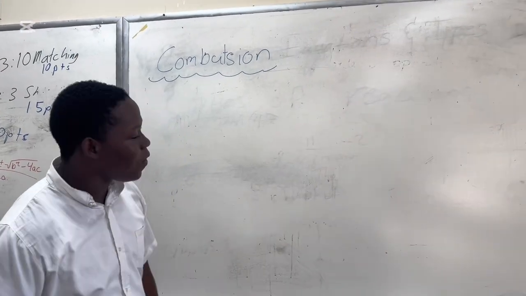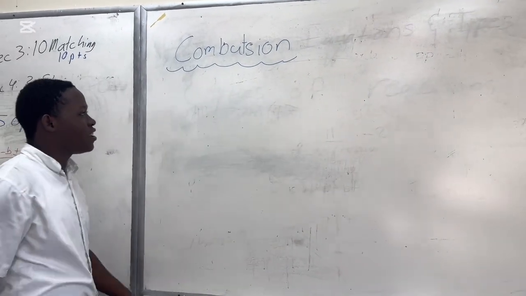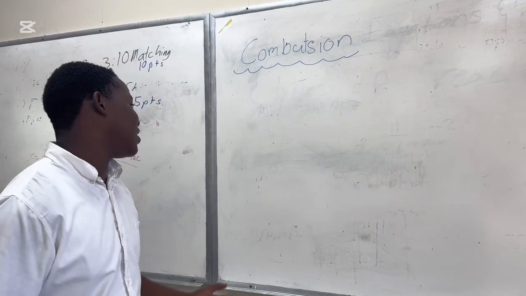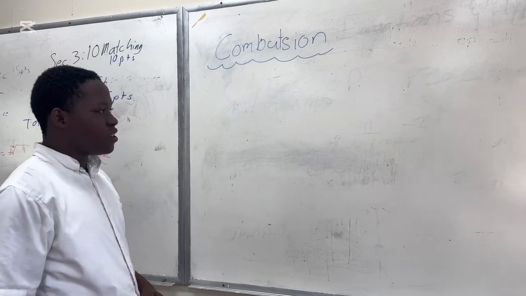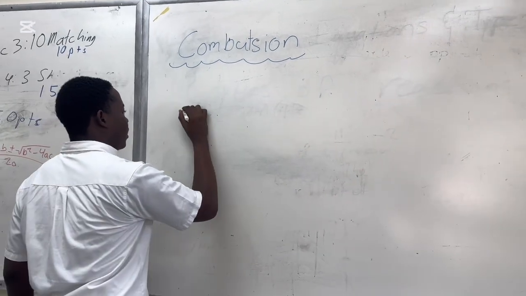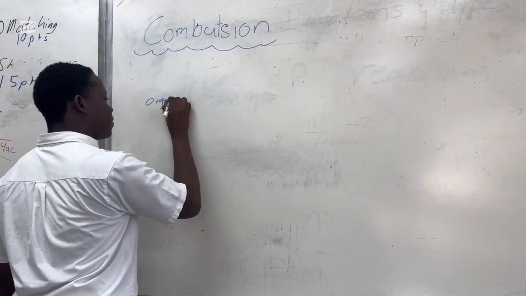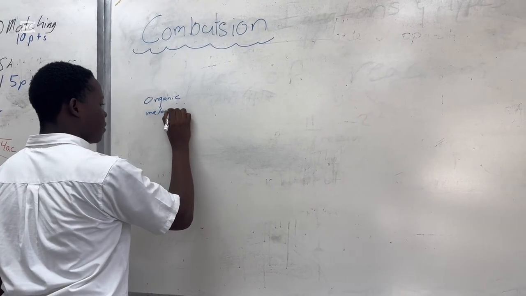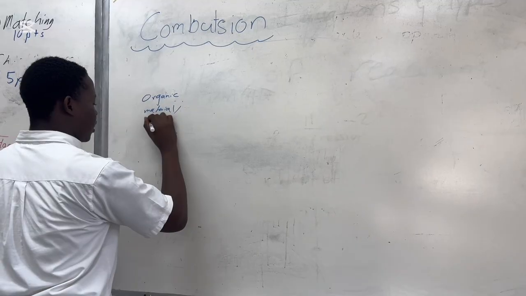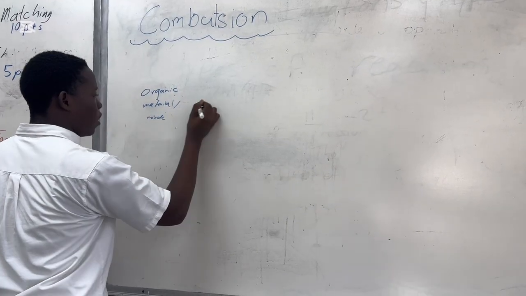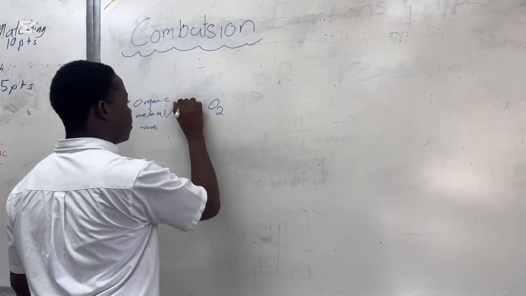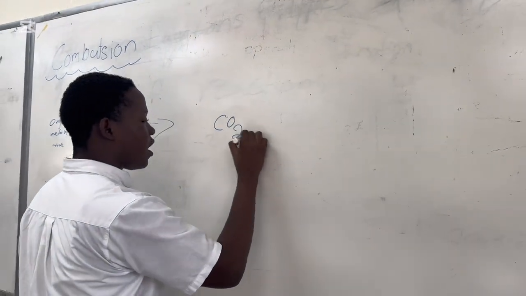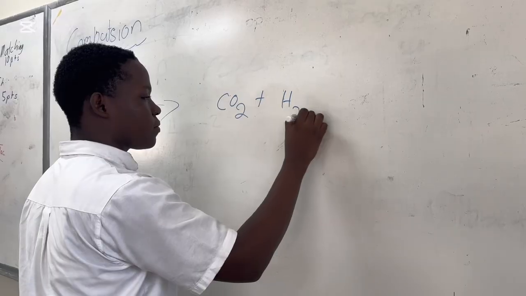Alright, today I will be covering combustion. But what is combustion? Well, it's basically the burning of a substance, especially organic material. The most basic formula for it is organic material or molecule with oxygen. And then the resultant will always be carbon dioxide and H2O.